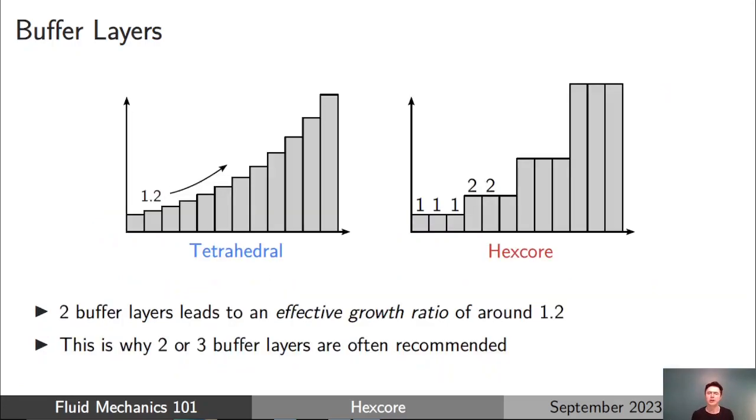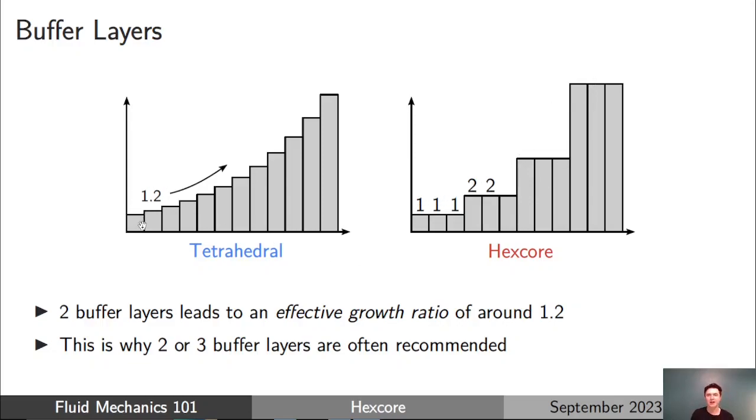But what is it about 2 or 3? How has that number been arrived at? Well, actually, if you just take a simple unit square like this and you apply 2 buffer layers, for example, then you see that we have the small cell here, we have 2 extra layers, 2 buffer layers, before we double the size of the cell. And you can just do this simply, graphically plotting, and you can see that roughly this is how the size of the cells increases as we go away from the wall.